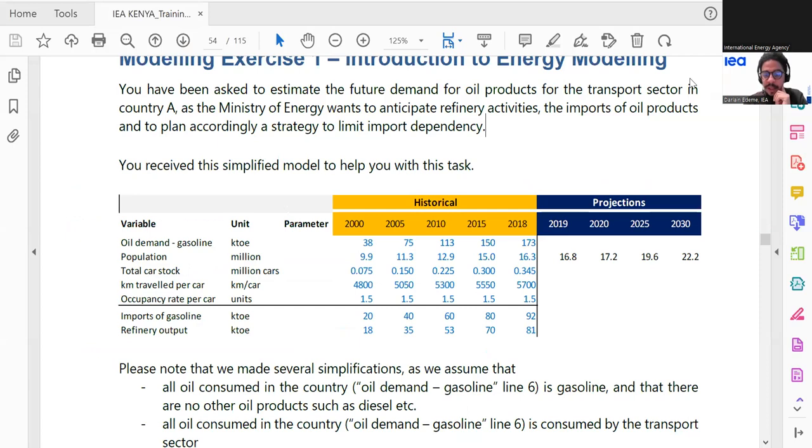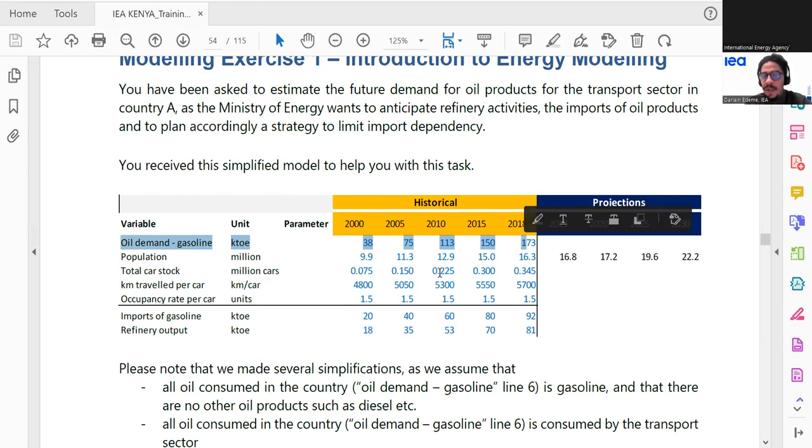So if you look at the Excel file, you will see that this is the first data that you can look at. There are columns in yellow, which are marked as historical. So you have information from 2000 to 2018, in which you can see the oil demand. So these are all historical data.